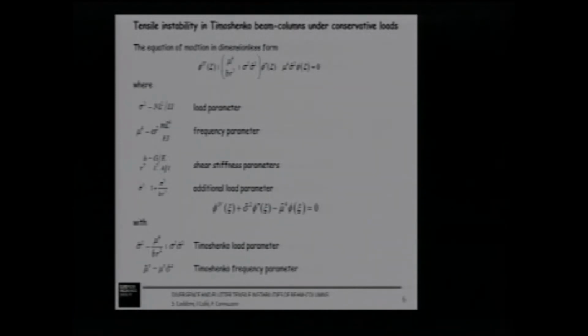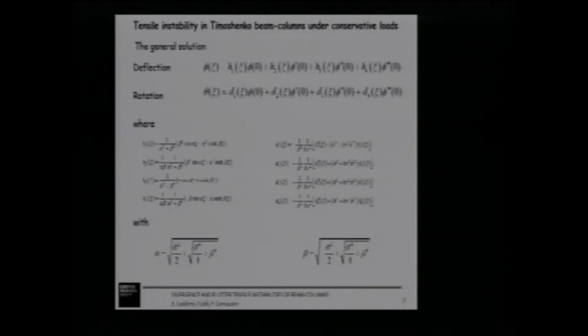The equation of motion can be rewritten in this form, in which we introduce what we call the Timoshenko load parameter and the Timoshenko frequency parameter, even if these names are somehow improper, because both of them are coupled in the classic frequency and load parameters. The solution of this equation is well known and can be provided as a function of 4 integration constants only, and as a function of these h functions.